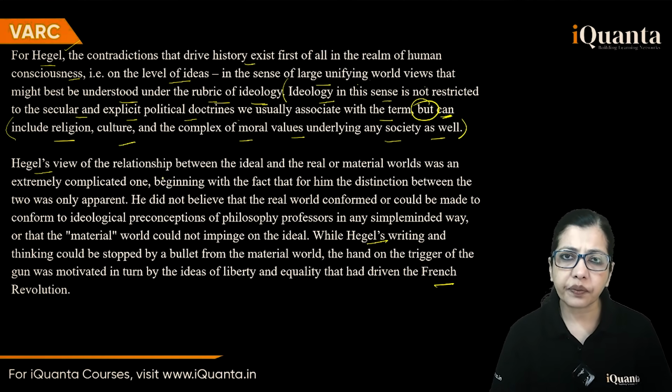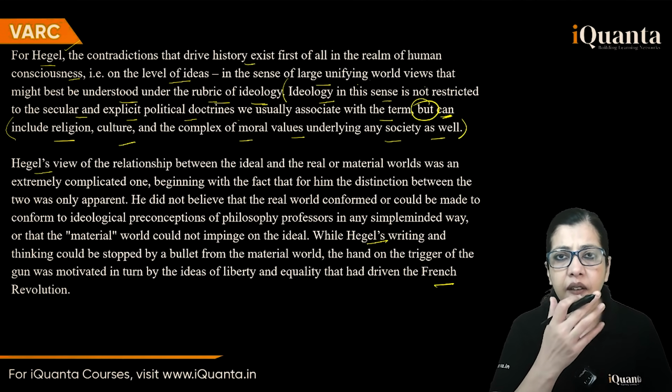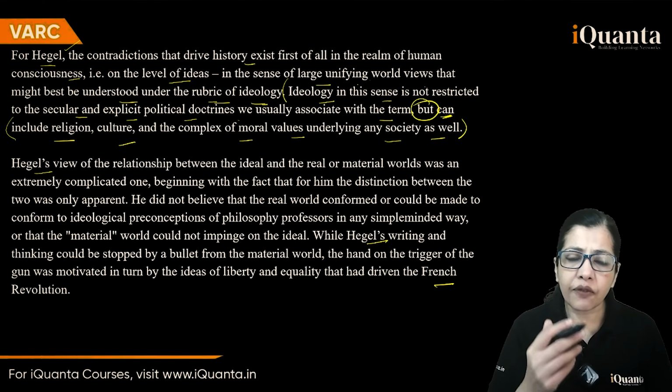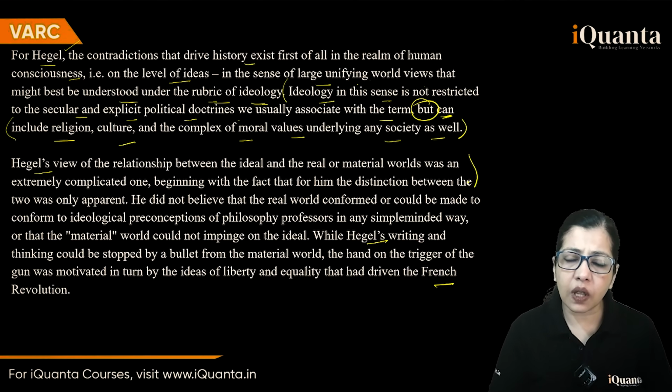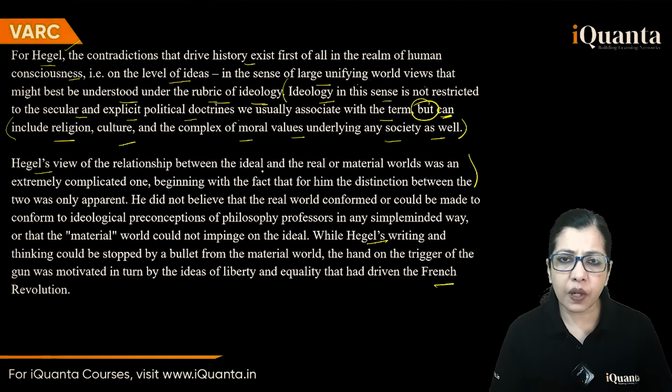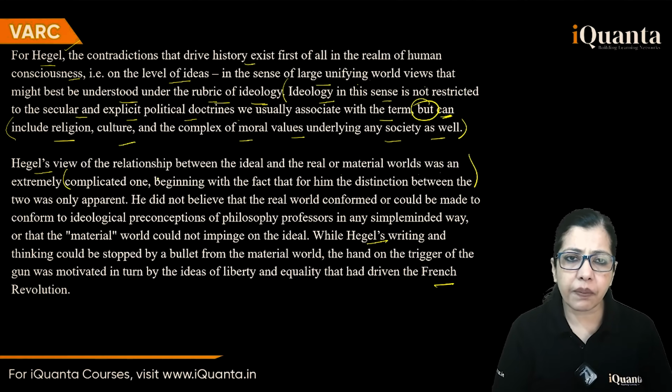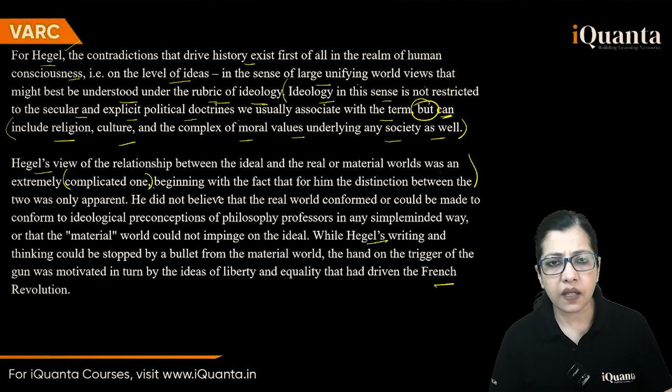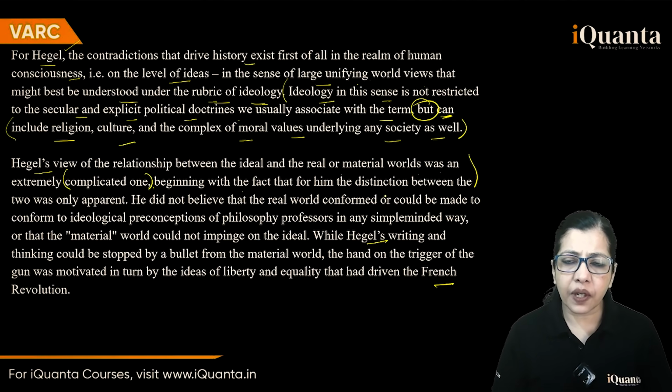Done, sorted. Now I'm going to put my car in the second gear, not even second, third gear, and move on. How? The first 2 lines of this para will tell me what the author is discussing. Then I do vertical reading and move on. Please follow me now. Hegel's view of the relationship between the ideal and the real or material worlds was an extremely complicated one. This is what the author says. Beginning with the fact that for him the distinction was only apparent.